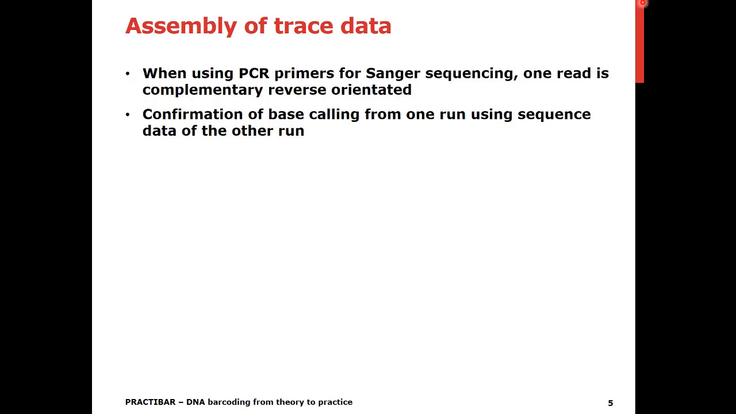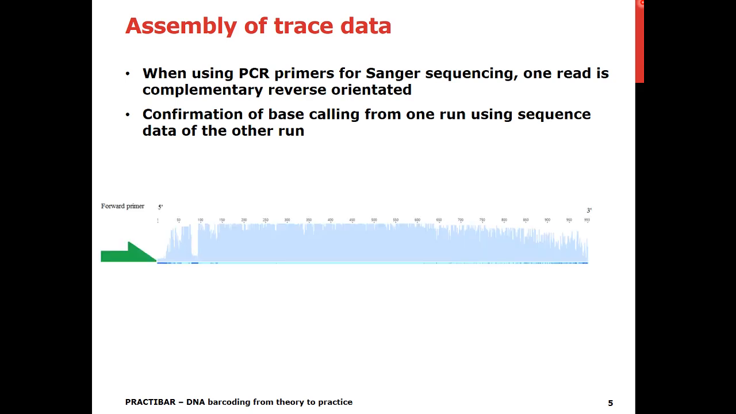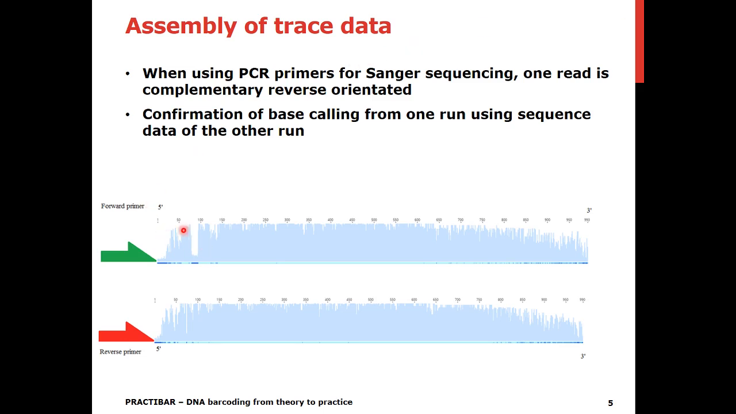When you're assembling trace data to generate a consensus sequence, typically you have two reads, one from a forward reaction and one from a reverse reaction. And when the sequencing primers were the same as the ones you've been using for the PCR amplification, then you know that one of them is reverse complementary orientated of the other. But what you get from your sequencer is two sequences in 5' to 3' orientation. So both from your forward and your reverse primer, you have sequences in 5' to 3' direction.